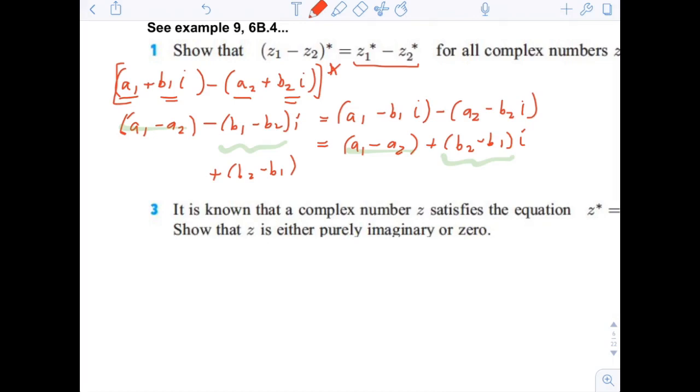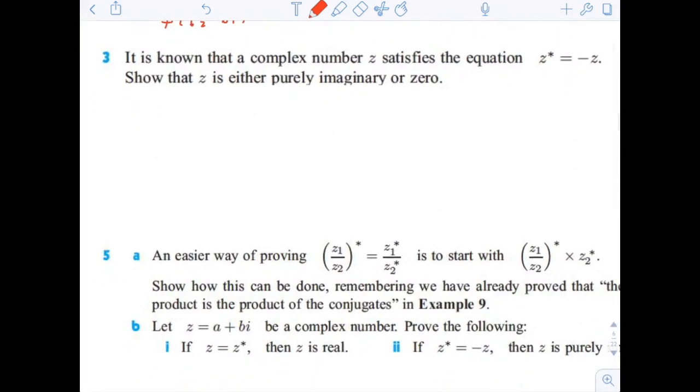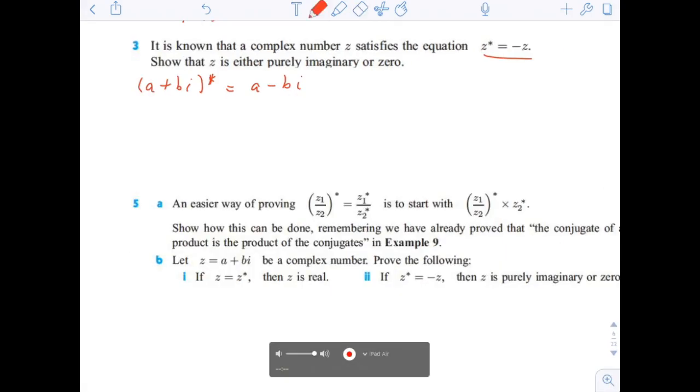Okay. Number 3. It is known that a complex number z satisfies the equation z star equals negative z. Show that z is either purely imaginary or 0. Okay. So if you have a complex number z star, we could rename it a plus bi star. And then we will find the complex conjugate of a plus bi. It'll be a minus bi. Now it says that that's equal to negative z. Remember that z is a plus bi. So negative z is negative a minus bi.